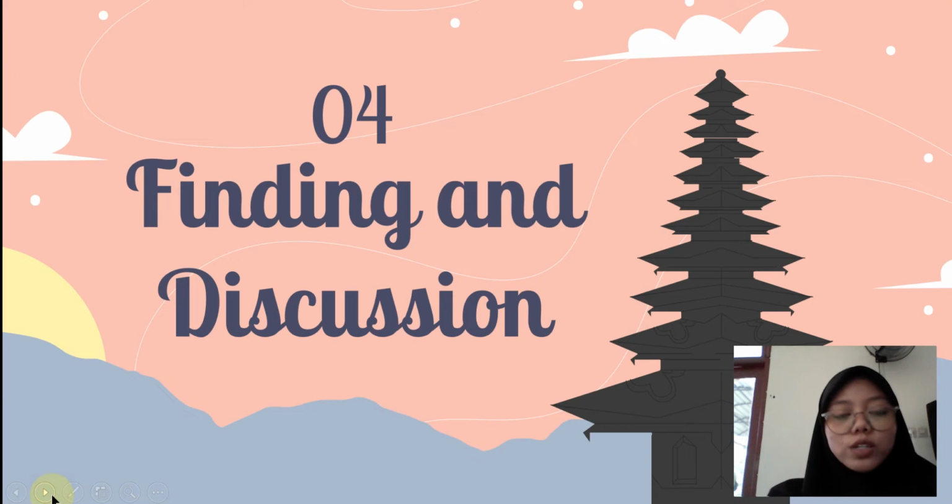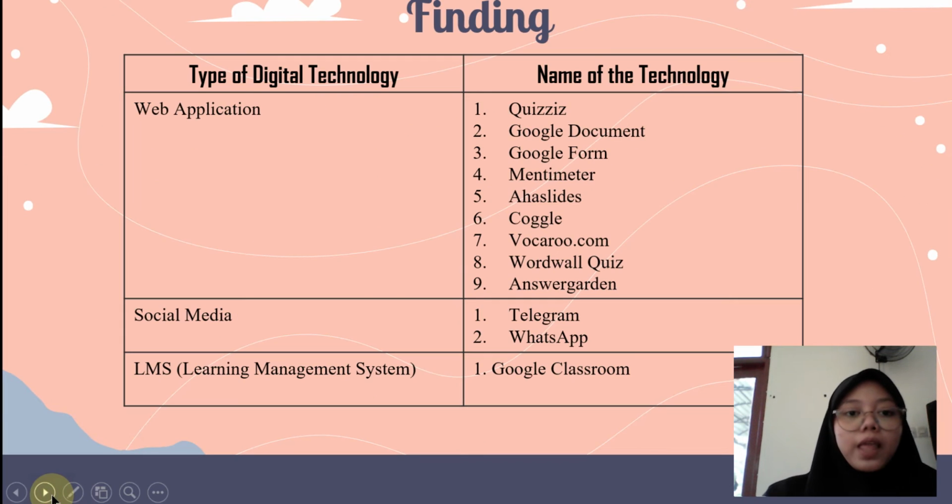The fourth section is finding and discussion. As everyone can see in the slide, there are types of digital literacy, digital technology here, sorry. There are three types. There is social media, which is Telegram and WhatsApp. Telegram and WhatsApp here are tools used by teachers and students to communicate with each other. Why? Because by using Telegram and WhatsApp, teachers and students can communicate more easily rather than having to meet each other person to person.